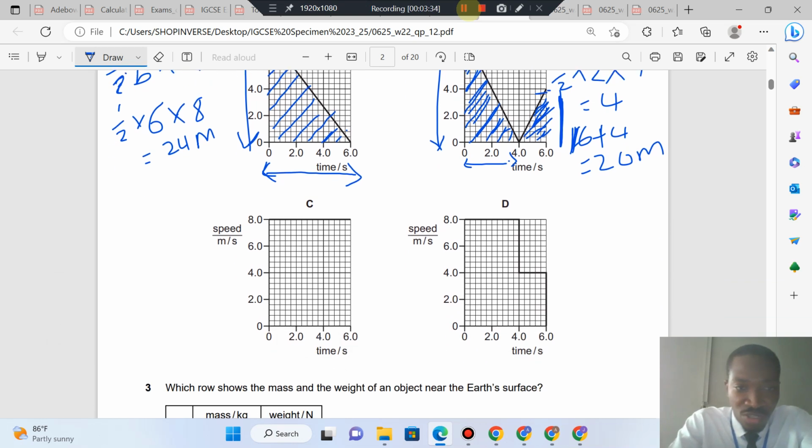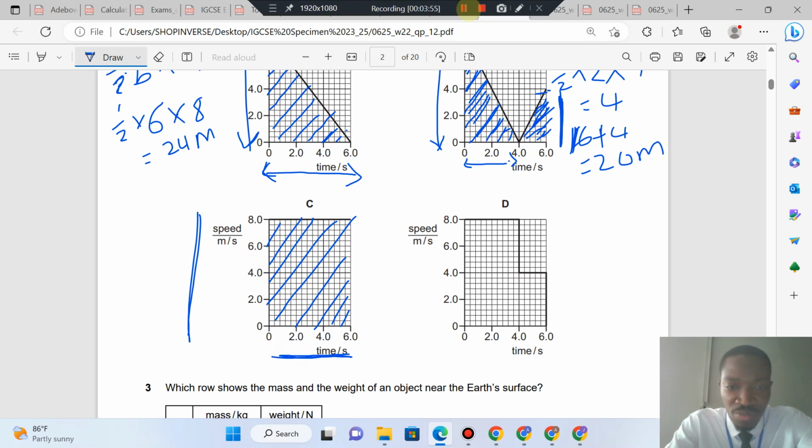Do the same thing for C. The area formed here is the total shape, okay? That's the area formed between the slope and the horizontal axis, the time axis. So you just multiply. The shape here is a rectangle. Area of a rectangle is length times breadth. So multiply 6 times 8. 6 times 8 gives you 48.